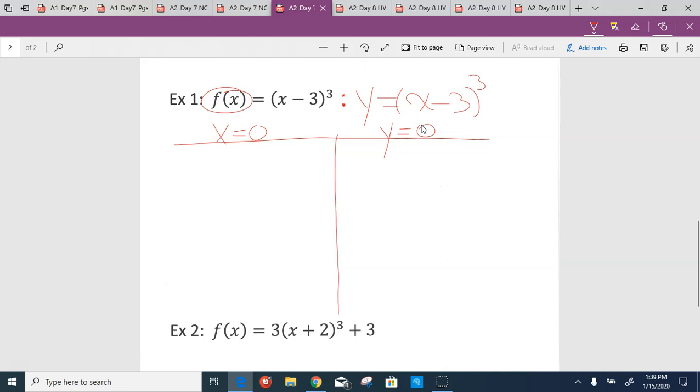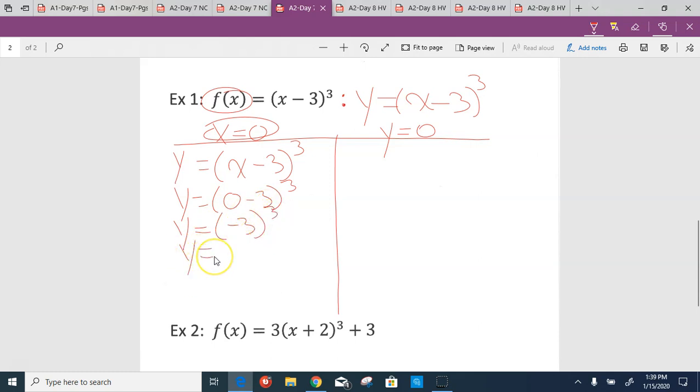x equals 0 for the first part. I'm going to take my original equation. Remember, I have y instead of f of x. Now, wherever I see an x, I'm going to plug in a 0. So y equals (0 minus 3) to the third power. I'll just follow PEMDAS. 0 minus 3 in parentheses is negative 3 to the third power. Negative 3 to the third power is negative 3 times negative 3, which is positive 9, times negative 3 again, which is negative 27. So what I get here then is that when x is 0, my graph will cross at negative 27 on the y-axis. That's one of my intercepts.